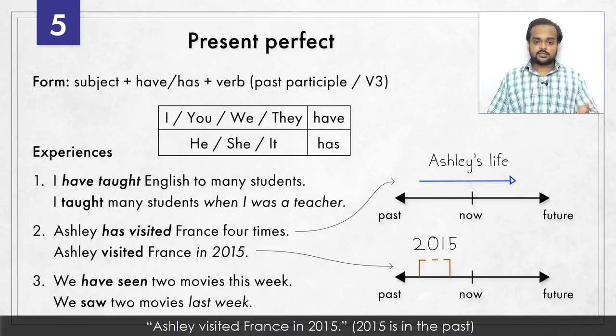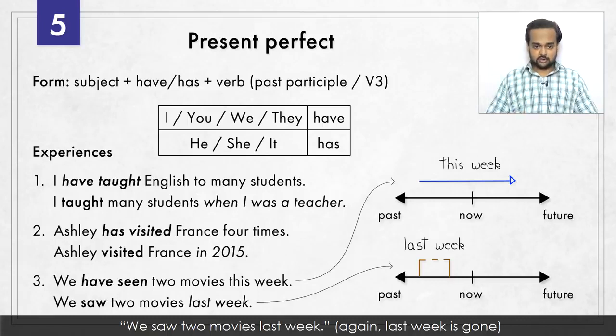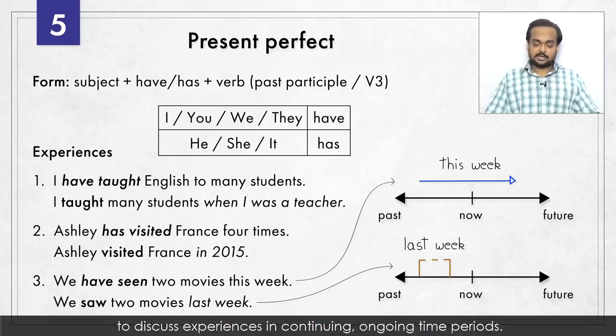Ashley visited France in 2015. 2015 is in the past. We saw 2 movies last week. Again, last week is gone. So this is the first use of the present perfect to discuss experiences in continuing or ongoing time periods.